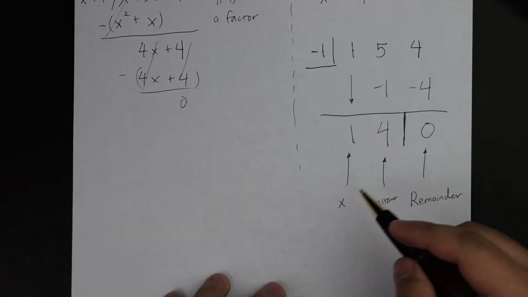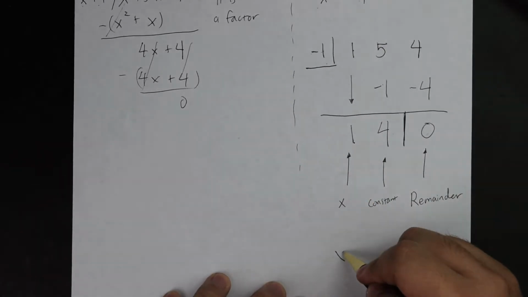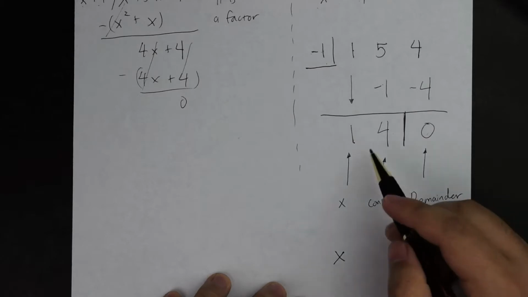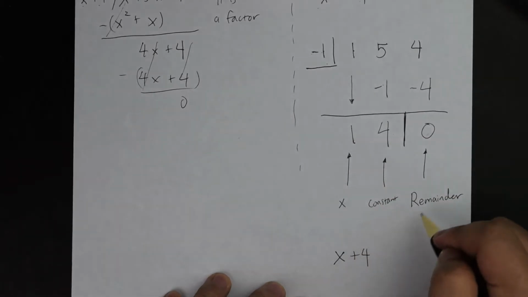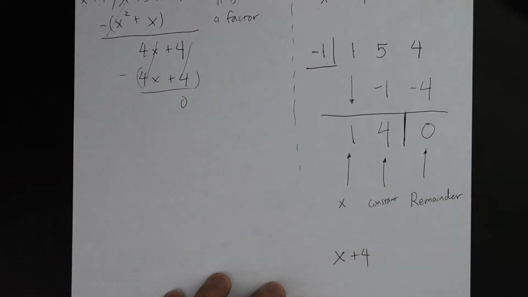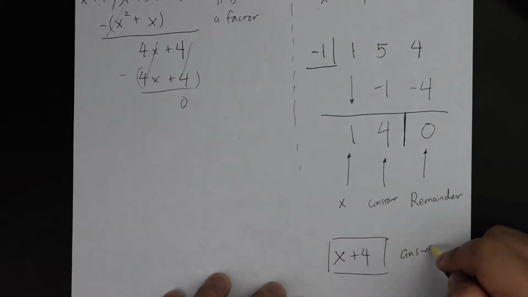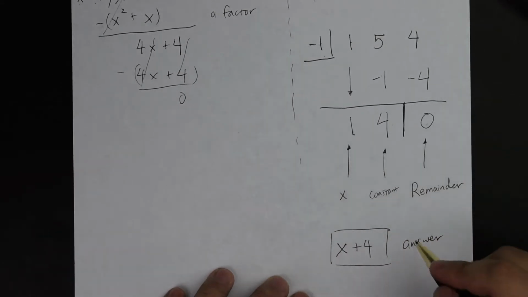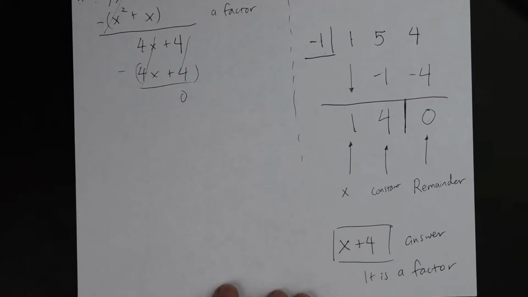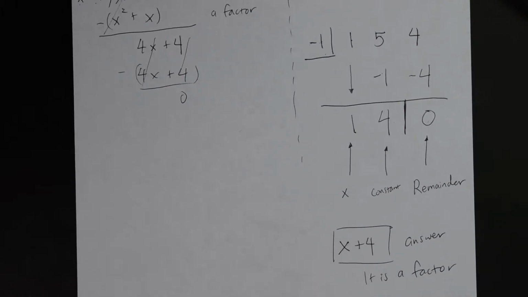complicated equation. Because this is my x value 1, it's going to be 1x, or just x, plus 4 plus 0 over whatever remainder, and thus because I finished, this is going to be my answer. I could state that because there's a 0 remainder, it is a factor. And that concludes how I go about doing the synthetic division process.